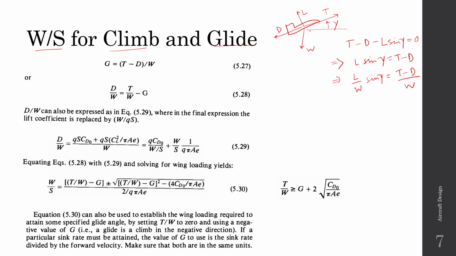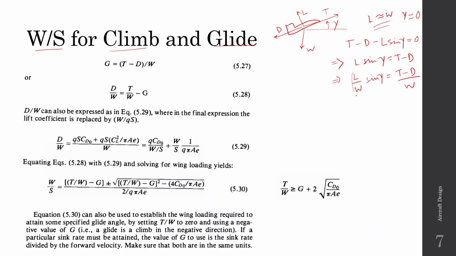Okay, so now what is lift by weight? Here we'll make an assumption that lift is approximately equal to the weight. This is valid when the climb angle is close to zero. So when we have a small climb angle, then the lift is approximately equal to the weight. Climb angle is not zero, but it is not very large.